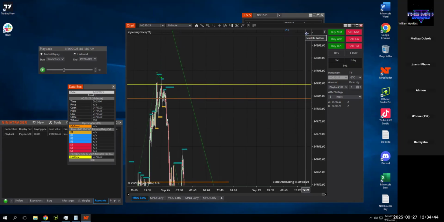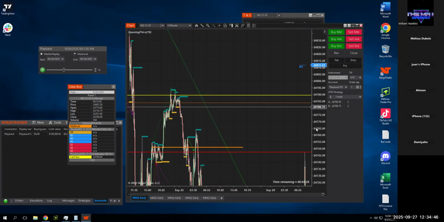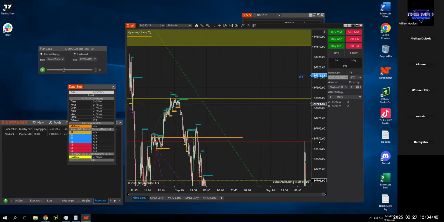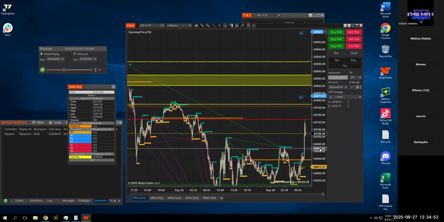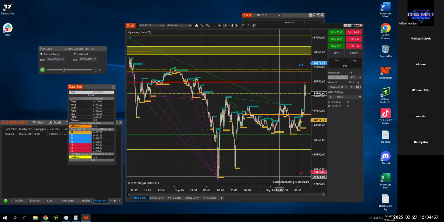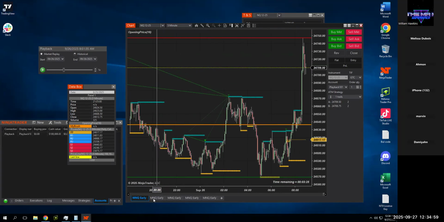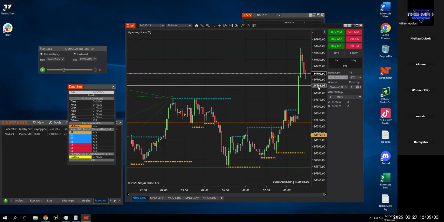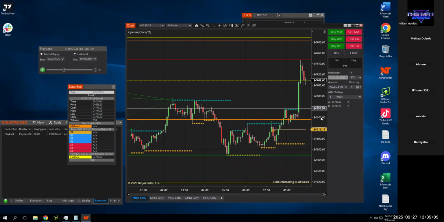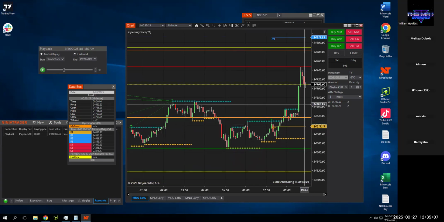All right, Mr. H, one quick question. When a candle closes above a level line, does the whole body have to close above that level or just part of the candle?